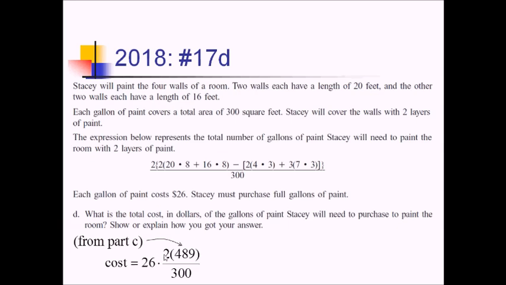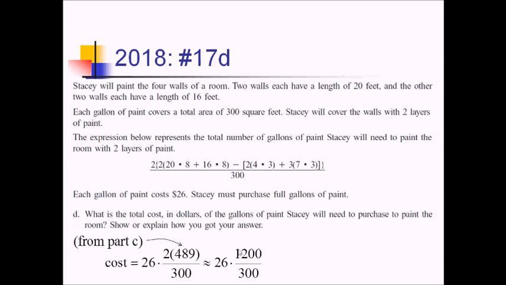Well, if I multiply 2 times 489, I don't know exactly what it comes out to, and I don't care, but it's going to be a little bit less than 1,000 and more than 900. Since it's more than 900, I want to round whatever this comes out to up to the next multiple of 300. What's the next multiple of 300 after 900? Oh, 1,200. So I'm going to call this 26 times 1,200 over 300.